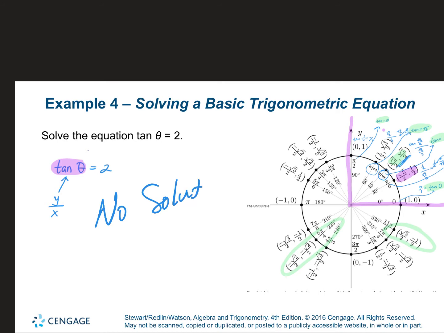That does not happen a lot, but it does. So I want you to be aware of that. Please just be aware of that. All right. Now you can find the tangent of 2 using your calculator, but we're not doing that. We're just finding based upon our given unit circle.